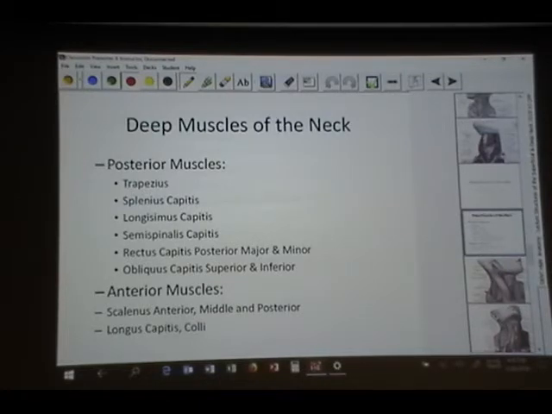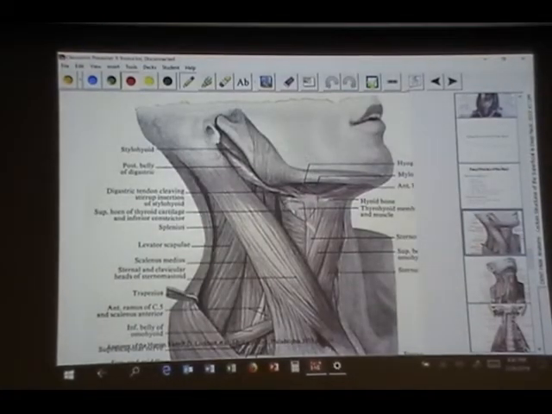Okay. All right, so here are these muscles: trapezius, splenius capitis, longissimus capitis, semispinalis capitis. Interesting little muscles called rectus capitis posterior major, posterior minor, obliquus capitis superior and inferior. And the anterior muscles, these scalene muscles we'll look at, longus capitis and longus colli. All right, so here's sternocleidomastoid. Back here, here's the trapezius muscle.